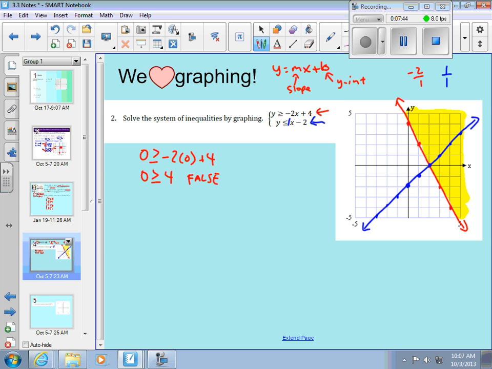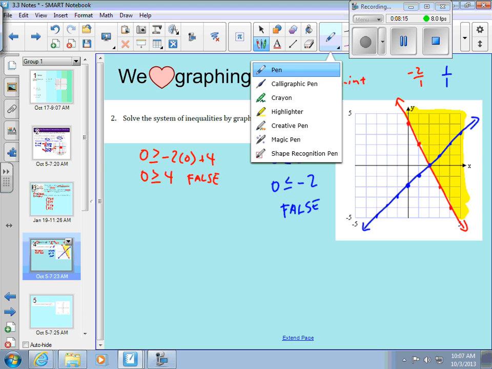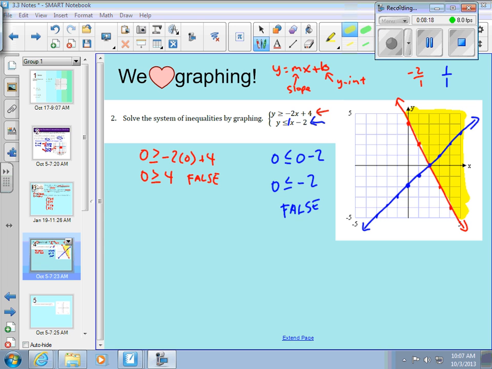But now we also have to figure out where the shading is going to occur for this one. So again, pick a test point. 0, 0 should work again. If we put 0 in here, we get 0 is less than or equal to negative 2. 0 is not less than negative 2. 0 is bigger than every negative. So this again came out false. So we want to look at where 0, 0 is, the origin, and shade on the opposite side of that line. So if we shade opposite of that one, across from 0, 0, this side would be the one we'd want to shade on.